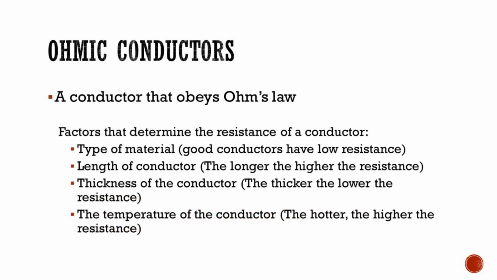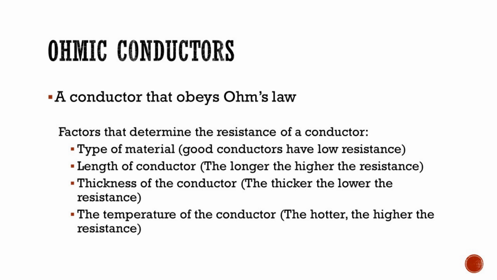An ohmic conductor is a conductor that obeys Ohm's law. In other words, in that conductor, the potential difference is directly proportional to the current strength, provided that the temperature remains constant. But there are factors that influence the resistance in a conductor. So even your normal little conductor offers a measure of resistance. I'm not talking about the resistor now, I'm talking about the wire.